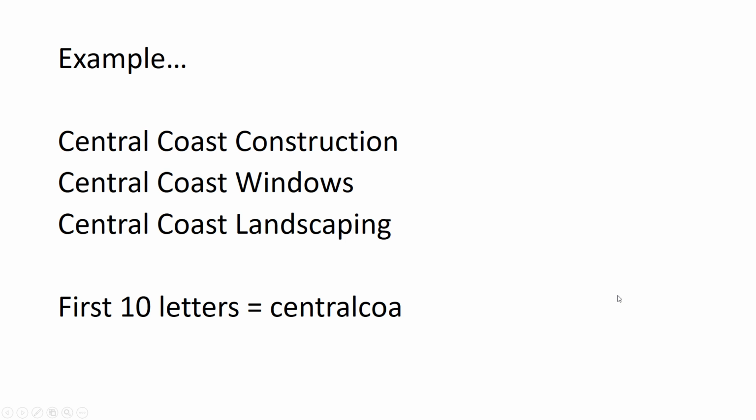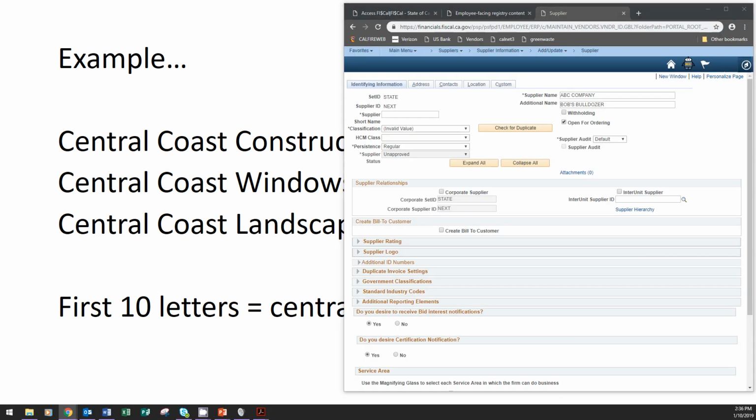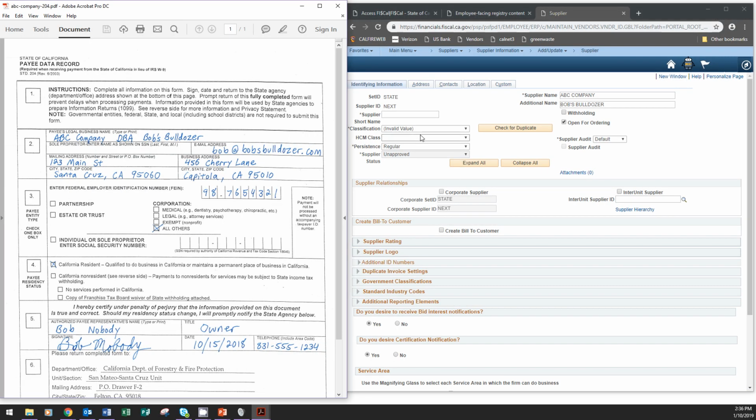So it's possible to have more than one supplier in the world that starts with the same 10 letters. But this field, if at all possible, should be unique in all of Fiscal. For the moment, just enter the first 10 letters of the supplier name with no spaces. We'll check for duplicates later. There's a button for that. This field only accepts 10 letters, so you don't have to count. It'll stop taking letters when you get to 10.